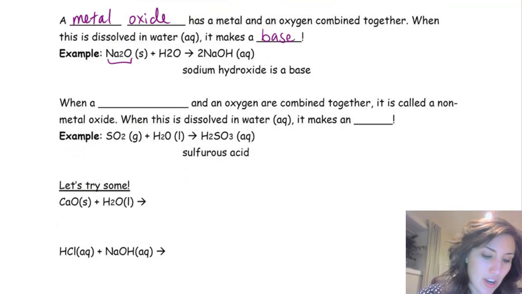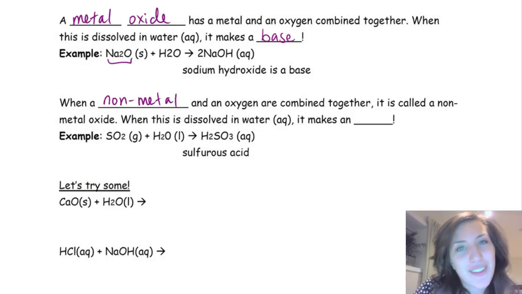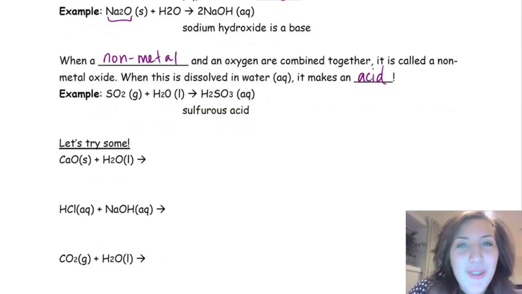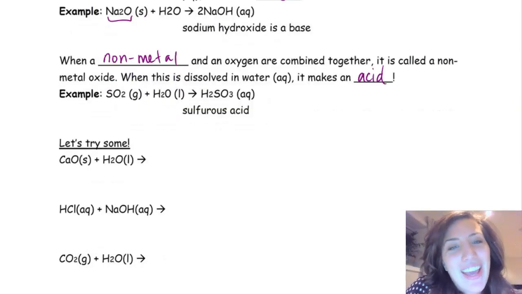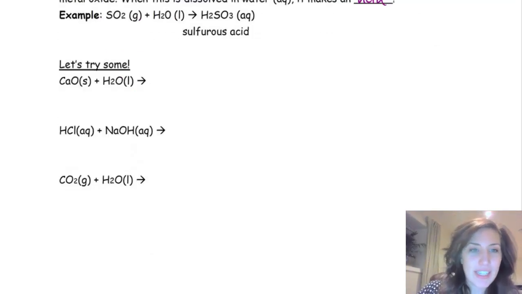So when a non-metal, however, and an oxygen combine together, this is called a non-metal oxide, and this, combining with water, will create an acid. So sulfur dioxide and water will combine to form sulfurous acid. Let's try a couple together.